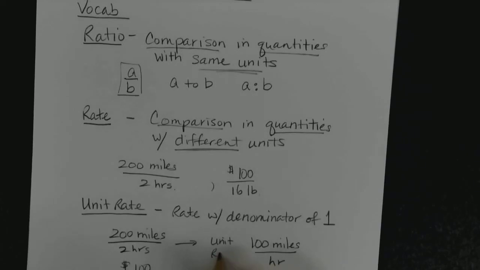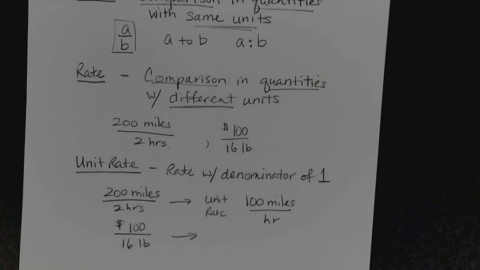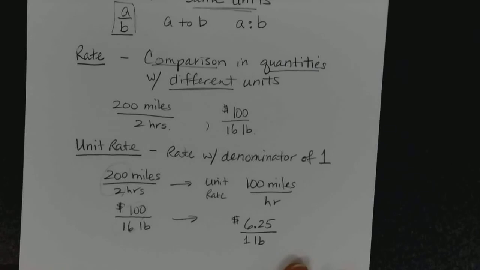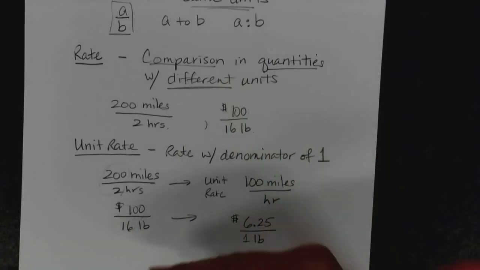What would be the unit rate? The first one, how did you make that one a unit rate? You just divide these together because that's what we did here. 200 divided by 2 gave me 100 miles per hour, and this turns out to be $6.25 for every pound. Okay? That's a unit rate. I used the calculator. All right, so does everybody understand what I mean by unit rate? You just divide, and you want to make the denominator be 1.